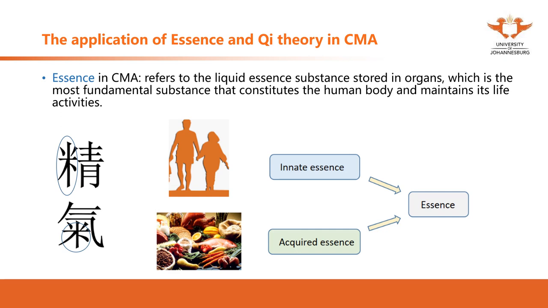Innate essence is something from your parents, and acquired essence is something mostly from your food and from your digestive system. The innate essence is something you carry from your parents, and you cannot change it. The innate essence needs to be nourished by the acquired essence. The food you eat changes into nutrition, and this essence can nourish the innate essence. These two kinds of essence, we all call them essence.